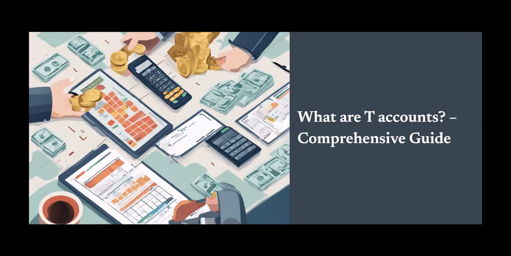Finally, T accounts can help you catch errors in your bookkeeping. Any inconsistencies will quickly become apparent because they rely on the double entry system, where debits and credits must always balance. If your T accounts aren't balancing, it's a red flag that there's a mistake somewhere in your records.